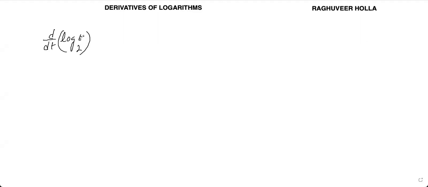Now here you have base as 2. So this can be written as d by dt of ln t by ln 2. Okay. This is 1 by ln 2 and differentiation of ln t will be 1 by t.